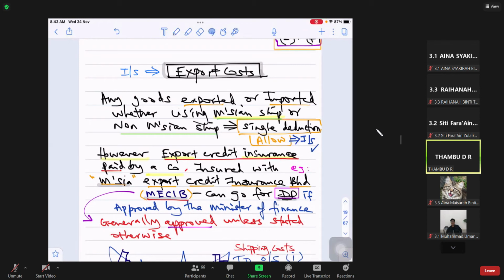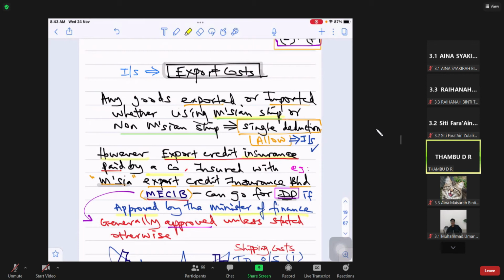you can go for double deduction. What is double? Like last time, disabled employee, $1, I give $2. Here, $1, you can get $2 deduction, if approved, another condition, by the Minister of Finance. So normally, if you are making exports on a regular basis, we go to the Ministry of Finance. They will give you one big list of the insurance companies in Malaysia, because you don't know which Malaysian insurance company is controlled by Malaysians. So go to the Ministry of Finance, they will give you one list. Okay, you use this company, you export, we give you double.